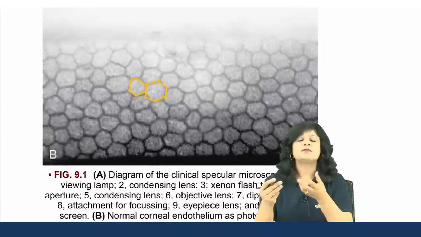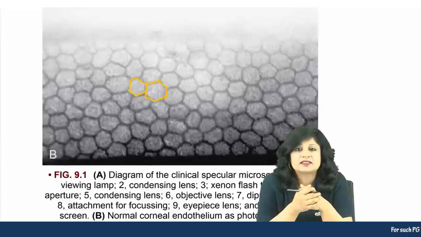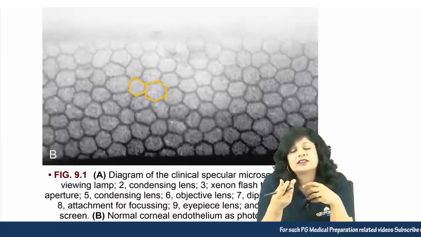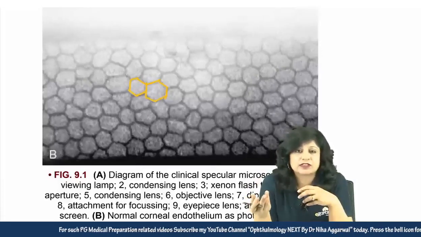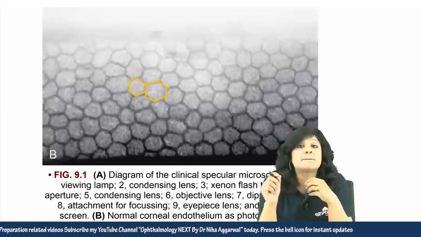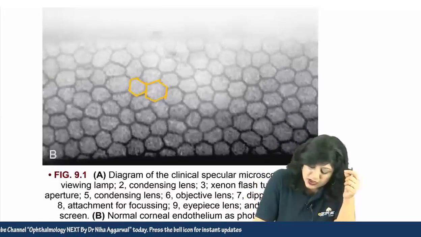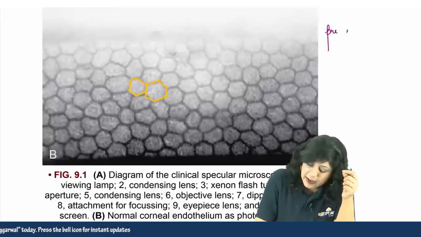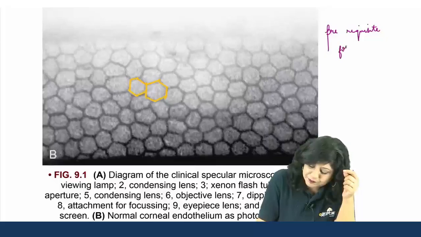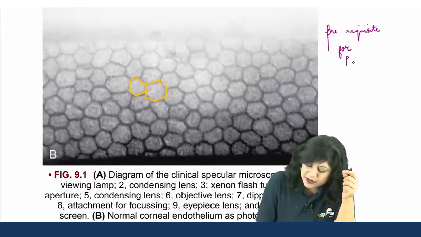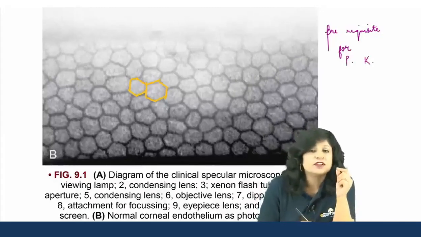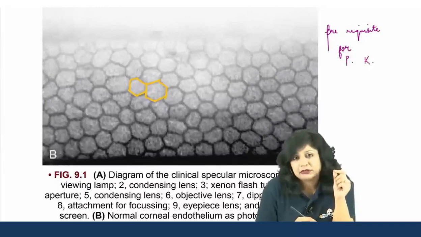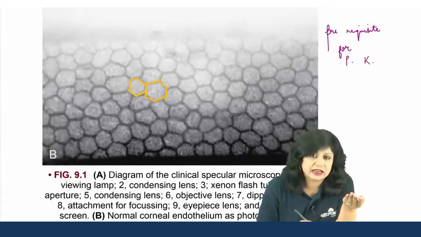Because it is a computerized machine, it not only tells you the shape of the cells, it also tells you the total count of the cells, and definitely, this is a very important question, it is a prerequisite for corneal transplantation, that is penetrating keratoplasty. When you are doing it, you always have to do the specular microscopy first, along with the slit lamp examination.